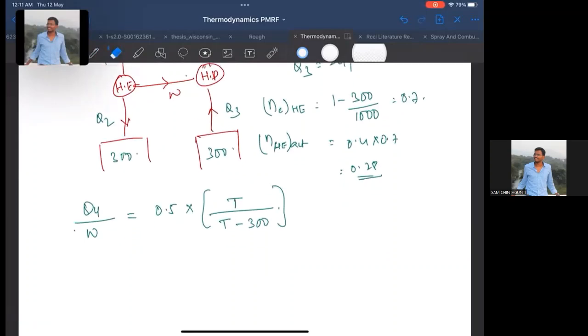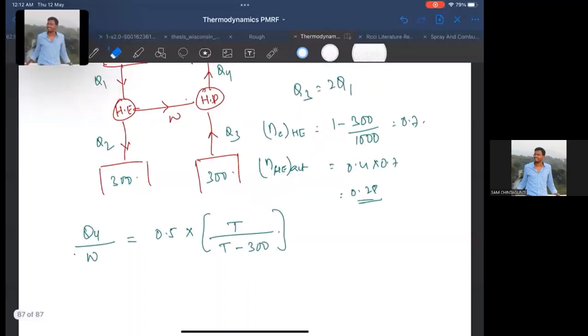What is the temperature of the reservoir to which the heat pump rejects heat? So now again we are going to use the same funda as we used in the previous problem, that we are going to convert both Q4 and W in terms of one quantity so that it gets cancelled out, and then we can find the temperature directly.